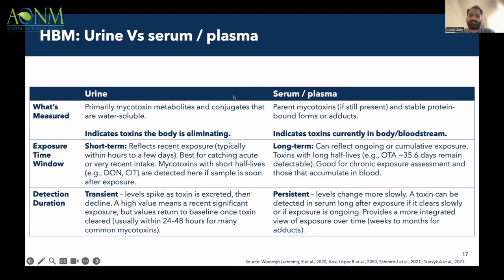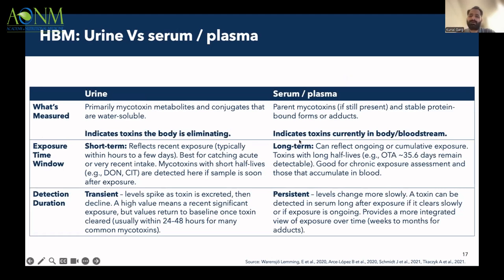So in the urine, what you're essentially measuring is whether the body is eliminating the toxins or not. And in serum, if you catch mycotoxins in the serum, then it is essentially a persistent contamination that is affecting the body. So the exposure window for mycotoxins in urine is anywhere between 24 to 48 hours, and it is best for catching acute cases. So it really is the body detoxifying as it should.